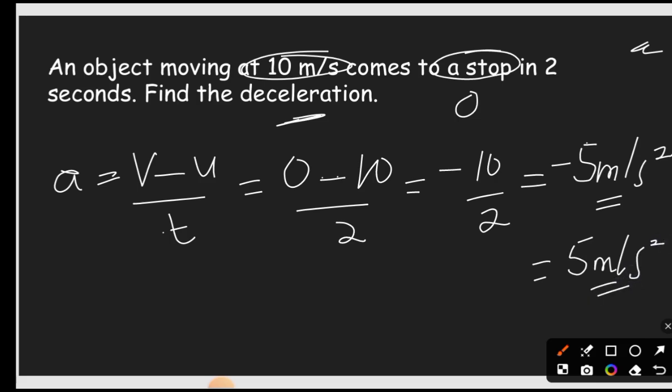Another word for deceleration is retardation. So when you see deceleration or retardation, you take the negative from your answer. Assuming the question still said find the acceleration, the answer would have been negative 5 meters per second squared.